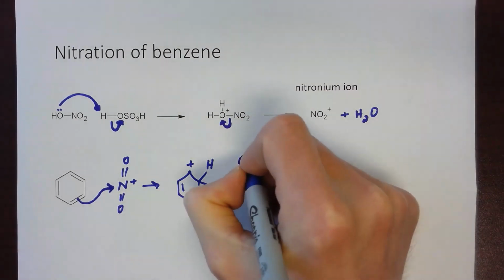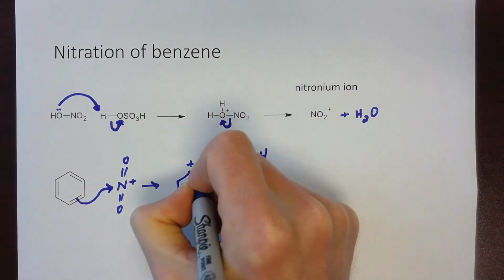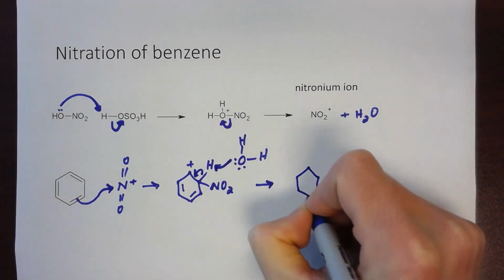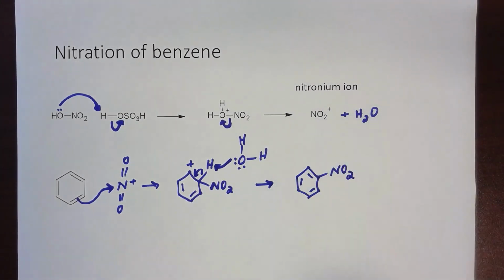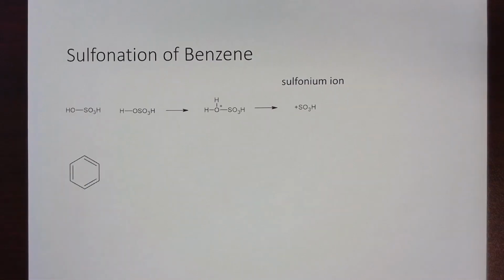So benzene can react with the nitronium ion to form the intermediate, and water or some base can abstract a proton to form nitrobenzene. Sulfonation of benzene occurs with a similar reaction, but instead of protonating nitric acid, sulfuric acid can self-protonate.